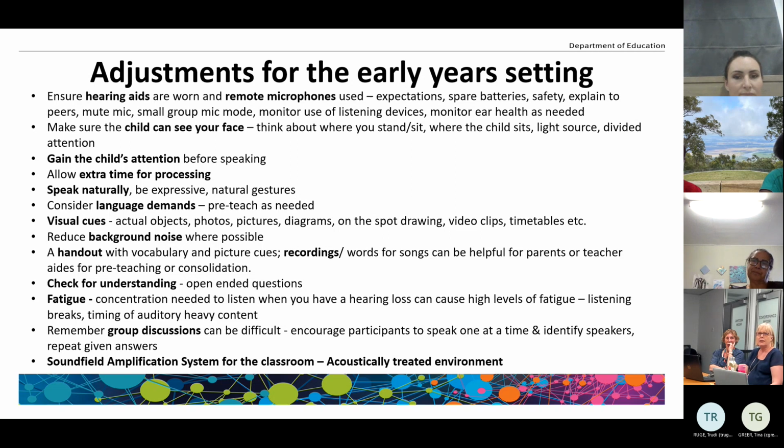Making sure that you're monitoring the listening devices, how often they're being worn and how their ear health is going, so that you have good records about that.